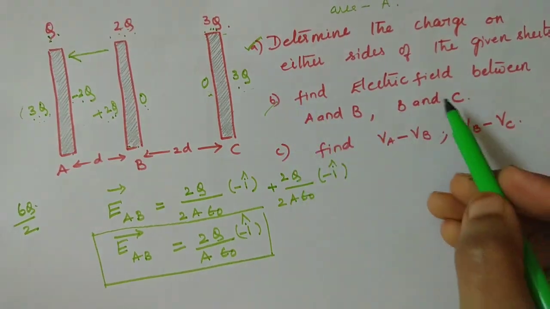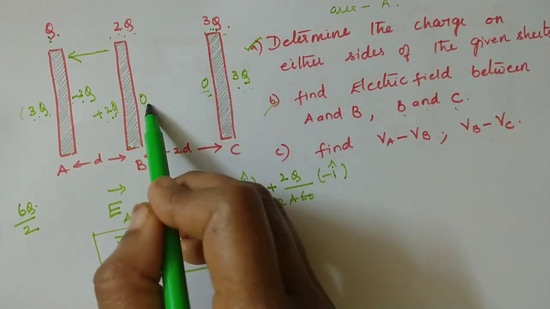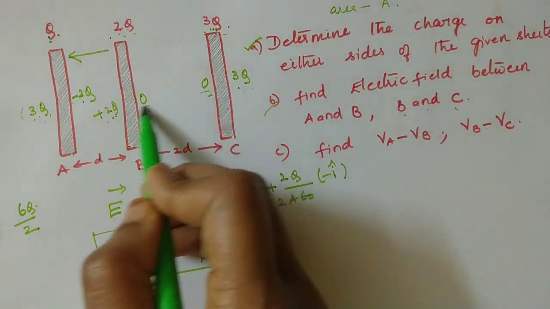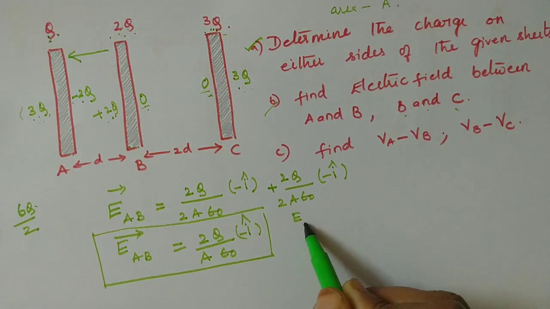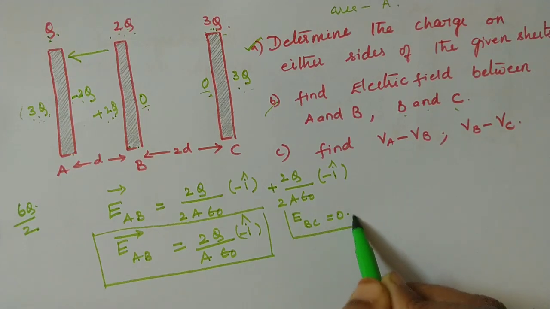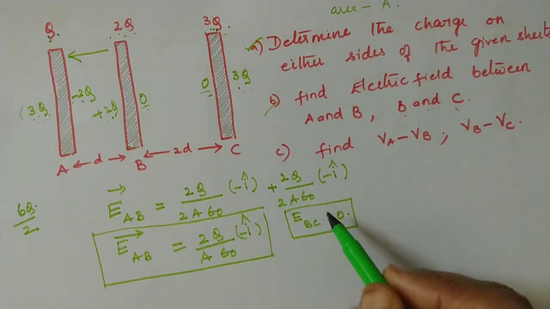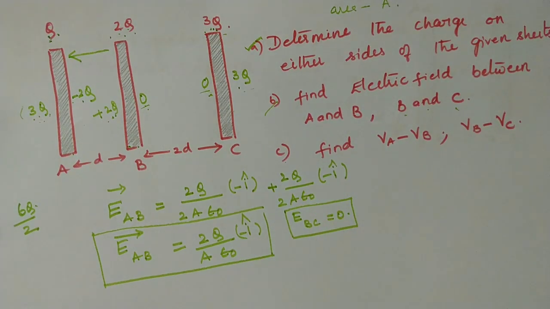Okay, second bit: the field between B and C. Now you observe there is no charge between B and C, so this field would be 0. There is no electric field between B and C. Now once you know the electric field, calculation of potential difference would be simple, since the distance between the plates is given.